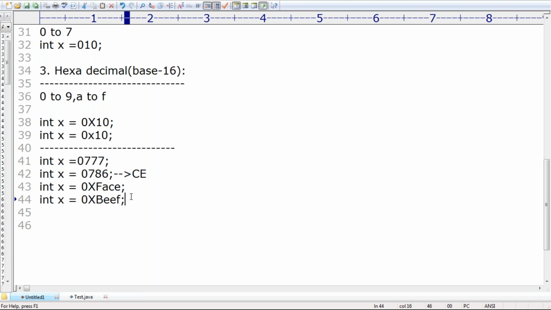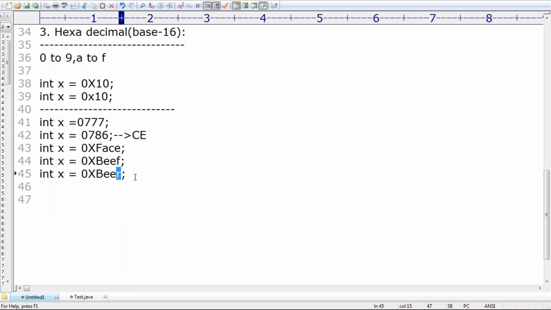Now int x = 0xBEER, I'm taking. Our favorite cool drink. Can you tell, is it valid or invalid? Invalid. What is the reason? R is not allowed, even though it is our favorite cool drink. So this one is invalid. The compiler will give an error if you take it like this. The reason is that R is not allowed. Are you able to understand?